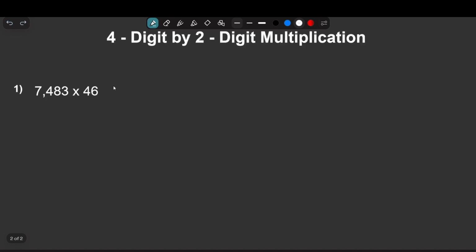So, for the first example, we have 7,483 times 46. So, first step we're going to take is we're going to line these up below each other. So we're going to do 7,000, don't forget the comma, 483 times 46, like this. And we're going to multiply one by one, step by step together so we can get this down.